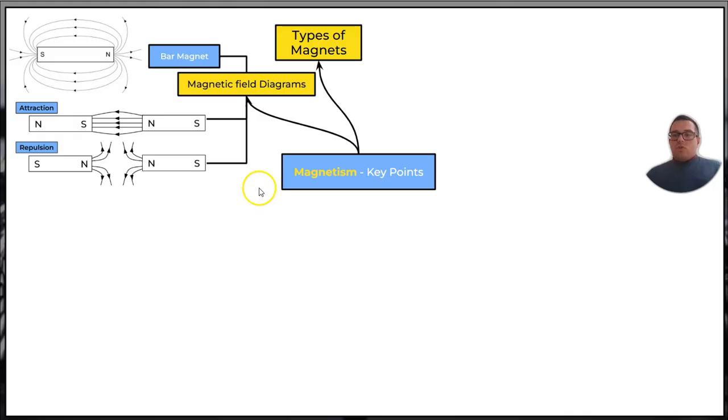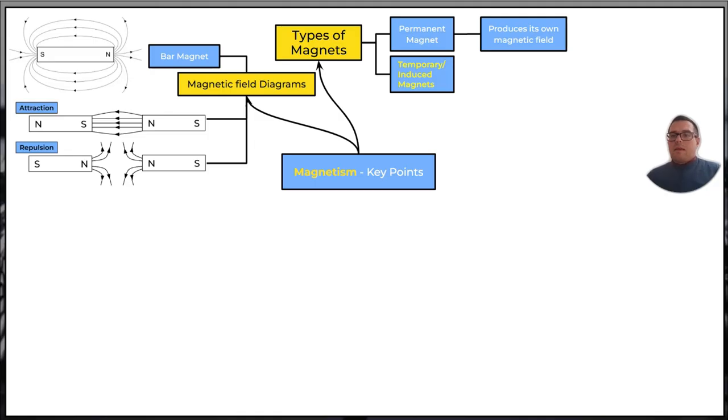You need to understand that there are two types of magnets. The types of magnets that we talk about are permanent and temporary or induced magnets. You should be comfortable using both terms, temporary or induced magnets. A permanent magnet is anything that produces its own magnetic field. An example of this is steel. Steel is an alloy of iron and carbon. The iron is magnetic, but the impurities from the carbon mean that the iron, once it has been magnetised, retains that magnetism. We'll talk about how it gets that in a second.